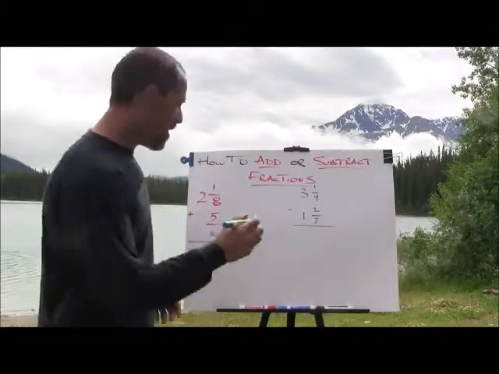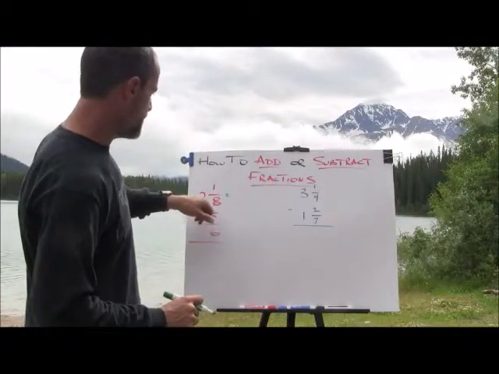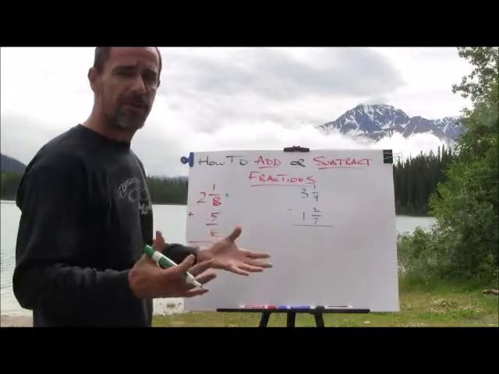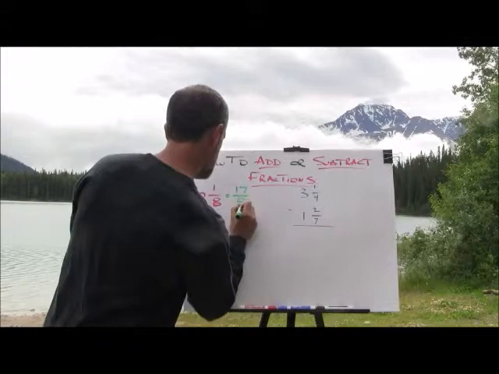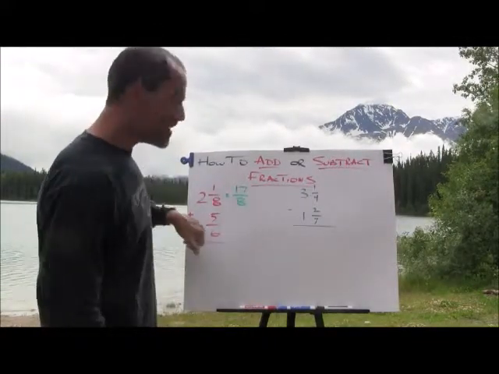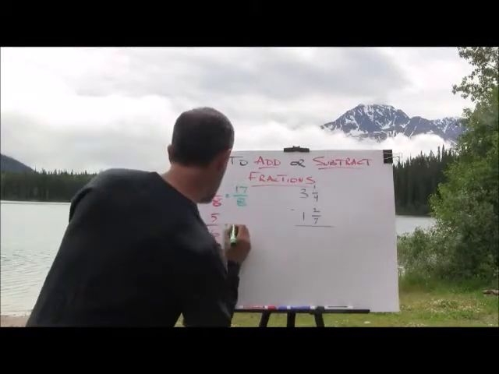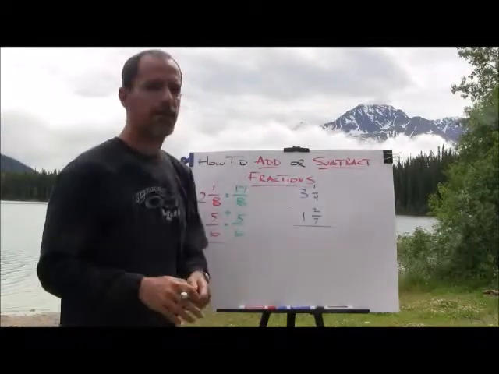2 1/8 is a mixed number. Remember, we're going to multiply the denominator by the whole number, so 8 times 2 is 16. Then we're going to add the numerator, that's 17. That becomes our new numerator. And we're going to keep the denominator the same. Now, 5/6 is already a conventional fraction, so let's just bring it over.